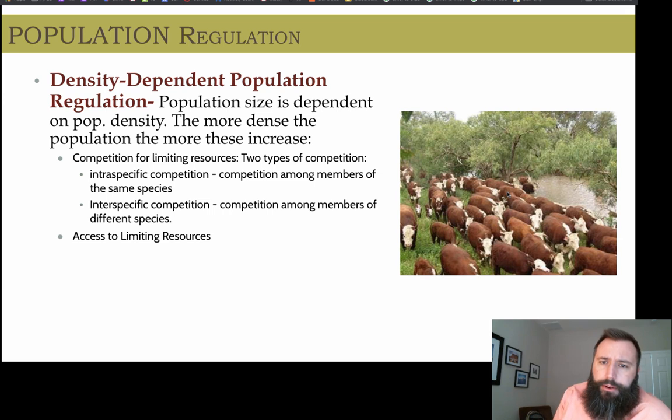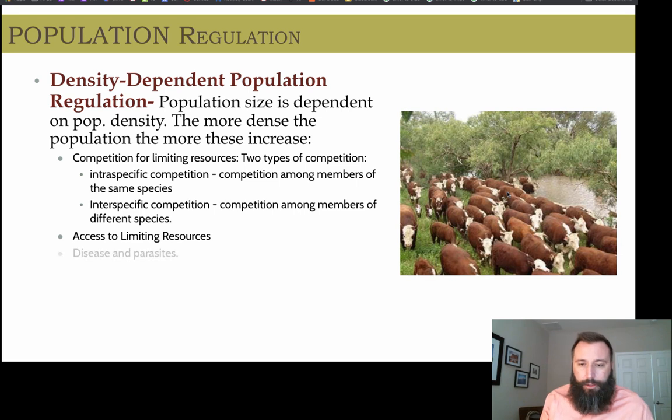What are some other ways that populations can be regulated dependent on its density? Access to living resources, right? The water, the food, the habitat, the mates available. Disease and parasites is also a density-dependent factor that can really regulate the size of populations dependent on how dense that population is in an area.